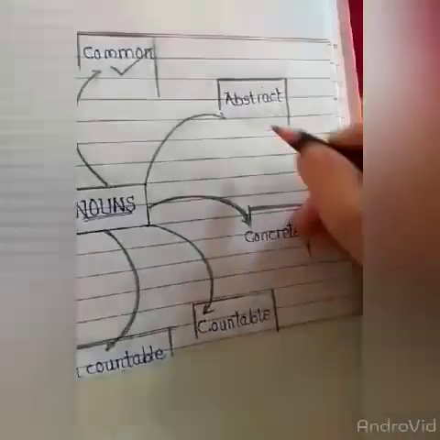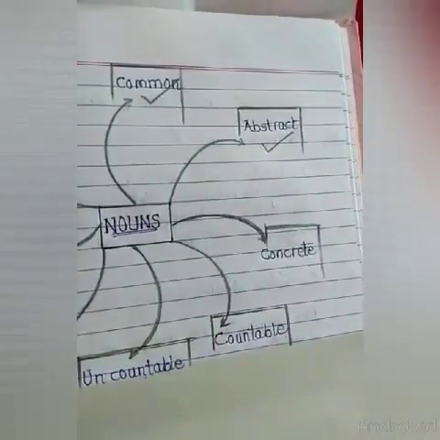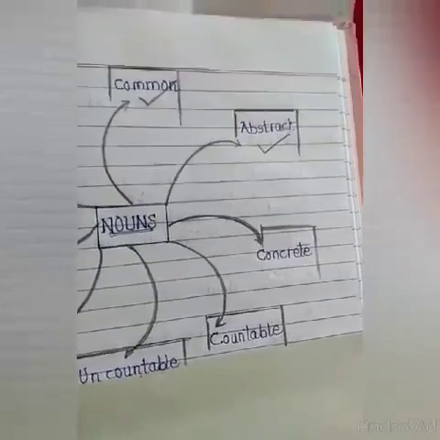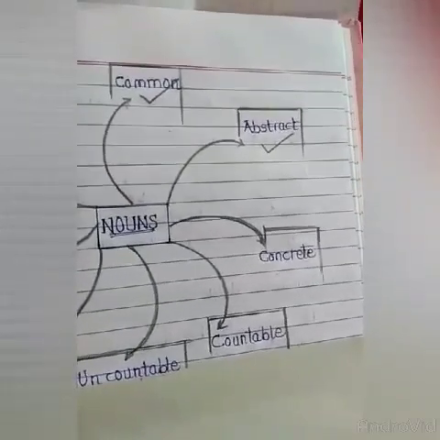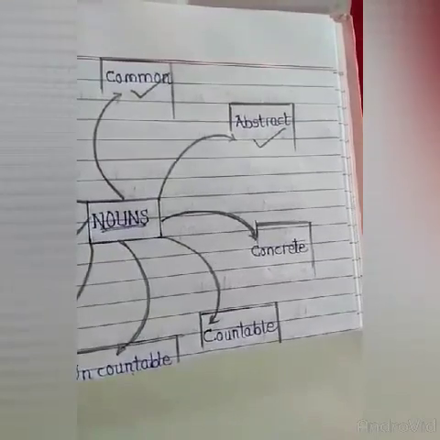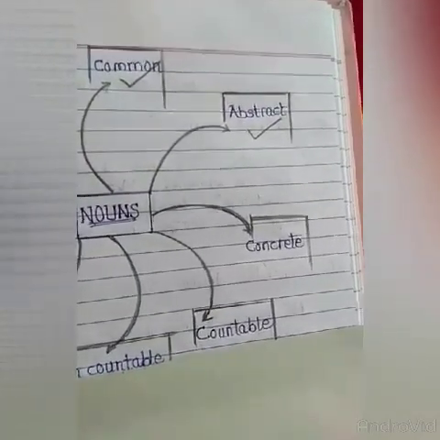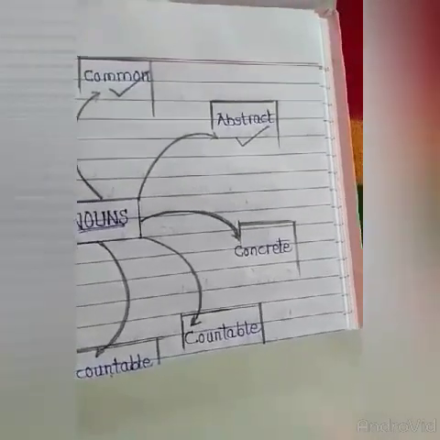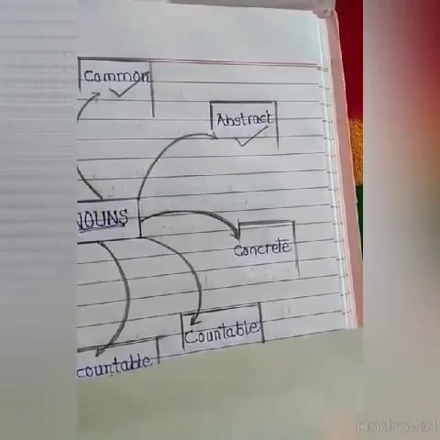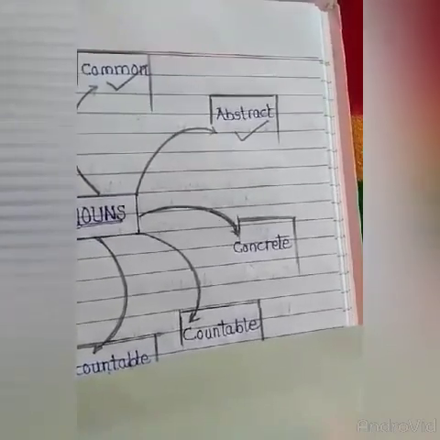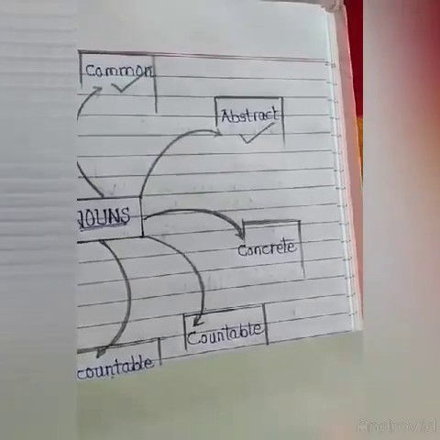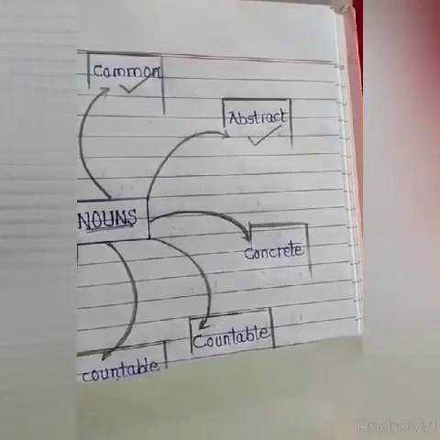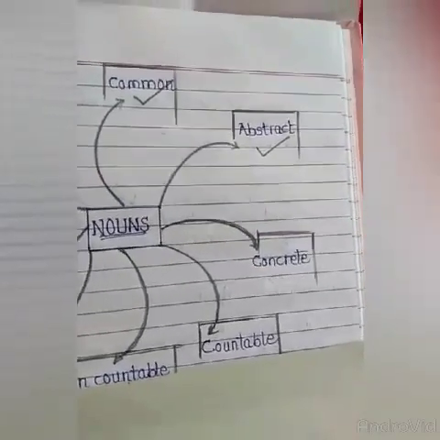Now let's move to abstract noun. An abstract noun is for something that cannot be seen but is there. It has no physical existence. Generally, it refers to feelings, ideas, or qualities. For example, joy, sorrow, friendship, kindness, courage, beauty, etc. So, all this we can't see, but it's a feeling, a quality of a person.